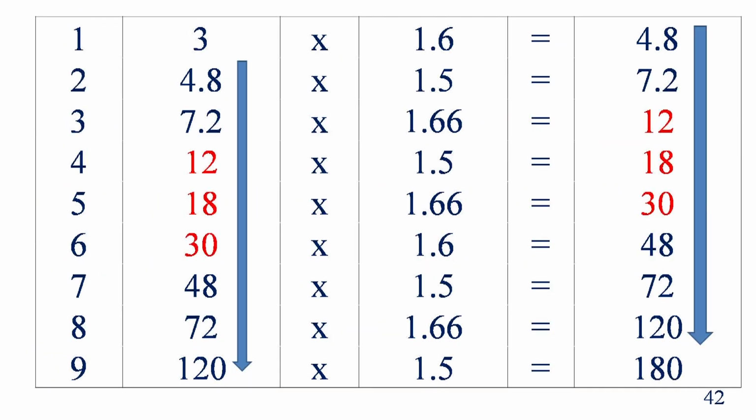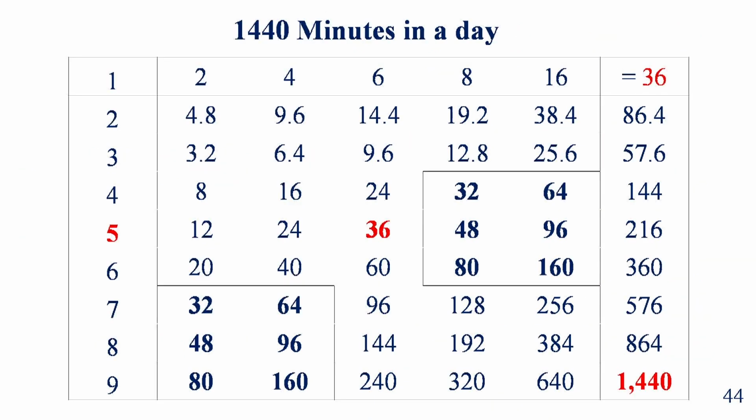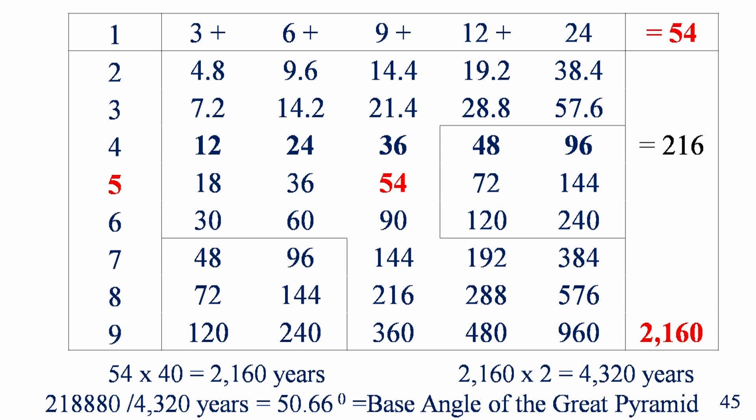This diagram shows that the 9th golden number is 120. The 4th and 6th golden numbers represent the periodicity of Jupiter and Saturn. The middle number, when multiplied by 40, always gives the maximum number in the time grid. This time grid shows the periodicity of Ursa Major, which is 36 years. This time grid shows 3 times periodicity of Ketu, which is 54 years.